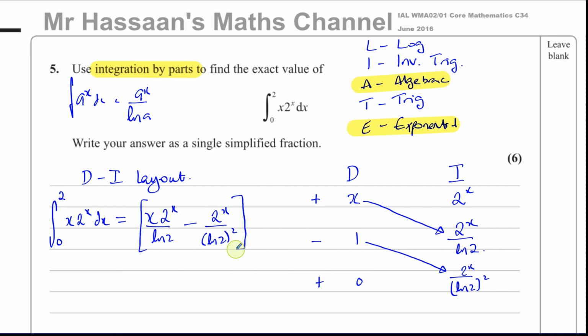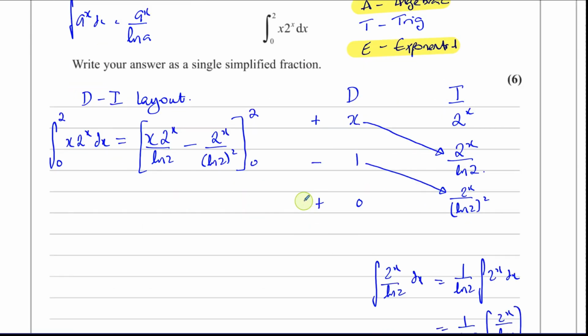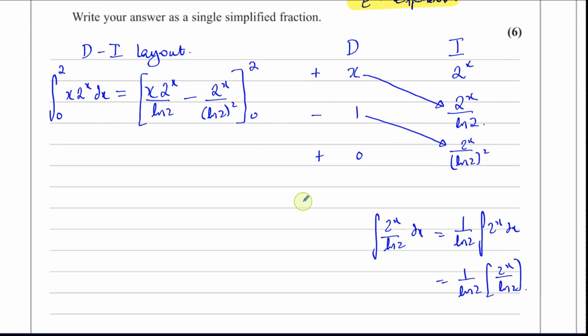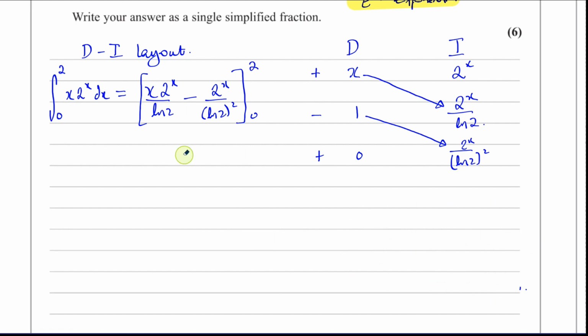Okay, now I'm going to put this with the limits of 2 and 0. We're ready to start substituting the values in. I'm just going to get rid of this now. Okay, and I'm going to put the values in. So I'm going to have here 2 instead of x, that's going to be 2, times 2 instead of x, that's 2 to the power of 2, over ln 2. Lots of 2's here. Minus 2 to the power of 2 over ln 2 all squared.